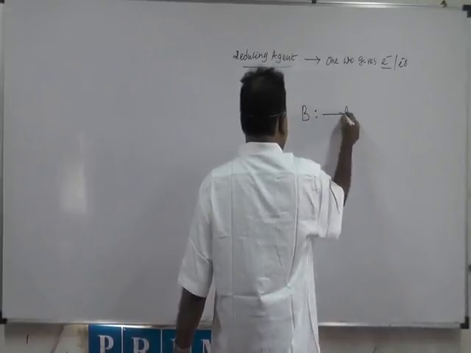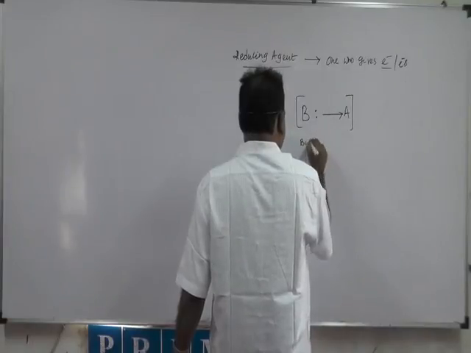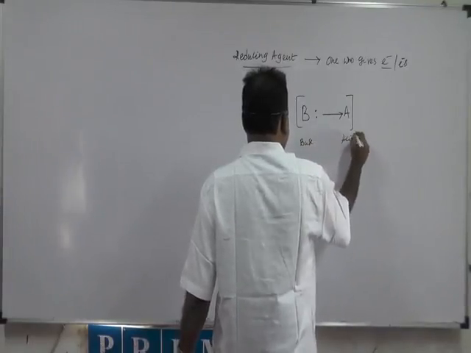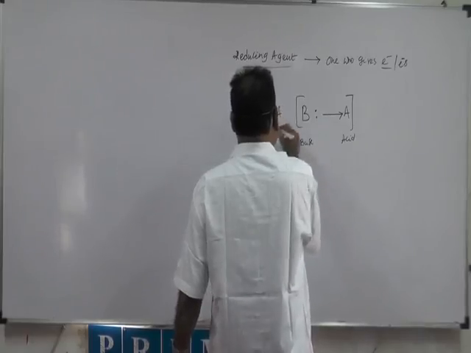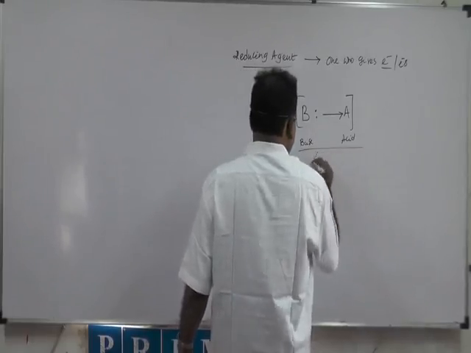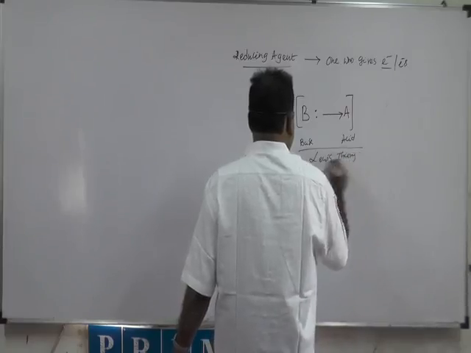B to A. B stands for base. A for acid. B to A. B donates a pair of electrons to A. This is Lewis's theory in short. Lewis's theory.